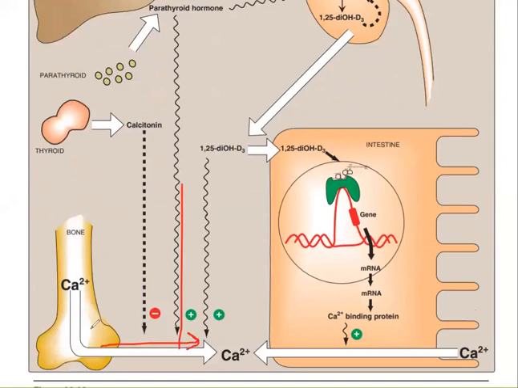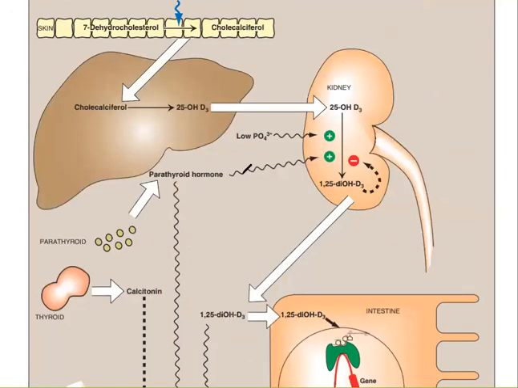It will bring the calcium from the bone into the blood. So this is what your parathyroid hormone is doing here, and this is what your parathyroid hormone is doing here. So these are two different mechanisms. So you have to understand this.